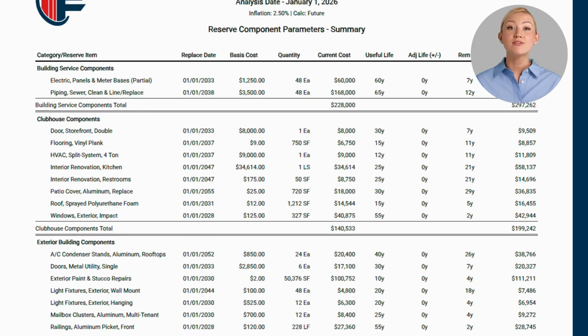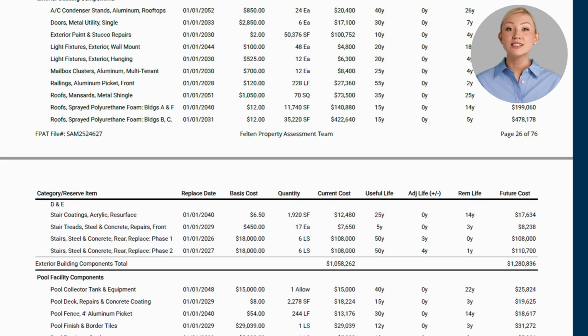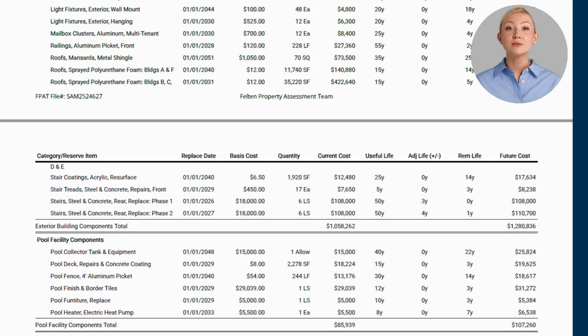What does adjusted life mean? Take a look at the stairs in this summary report. Stair replacements are divided into 2 phases. While the estimated useful life of stairs is about 50 years, in this case, they aren't scheduled for replacement until they reach 53 and 54 years of age. That's why the adjusted life is shown as 3 years and 4 years.